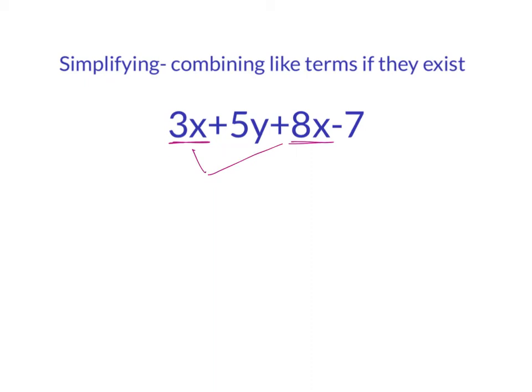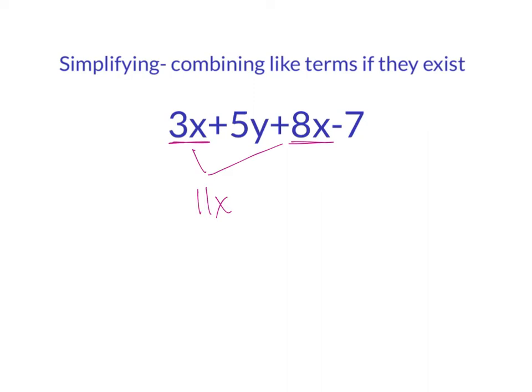So if I have 3 x's and I add another 8 x's, then I have a total of 11 x's. So you just add those coefficients and the x itself stays exactly the same. Just like if you have 3 oranges and I give you 8 oranges, then you have 11 oranges. So the fact that it's an orange or the fact that this is an x doesn't change. And if you guys could see me, I'm sitting here doing all these hand gestures that you can't see.